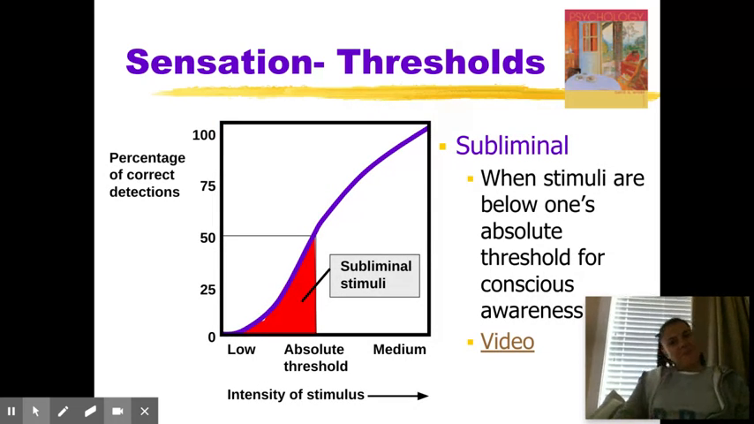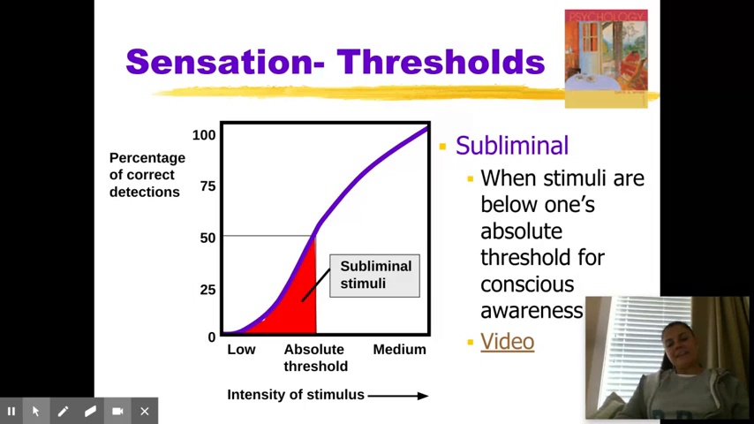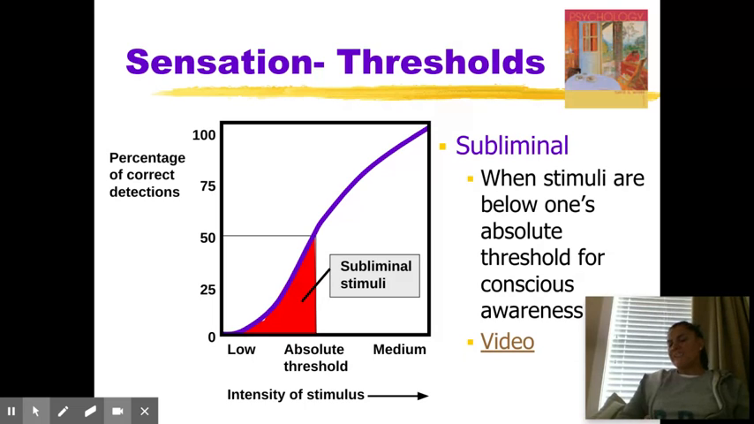Now, another vocabulary term that is oftentimes over-exaggerated is subliminal perception. So subliminal is when a stimulus is below our absolute threshold and it's below our conscious awareness. We shouldn't be able to hear that. We shouldn't be able to pay attention to that or see it because it's below our threshold. In regards to seeing, maybe something is flashed really quick before your eyes.